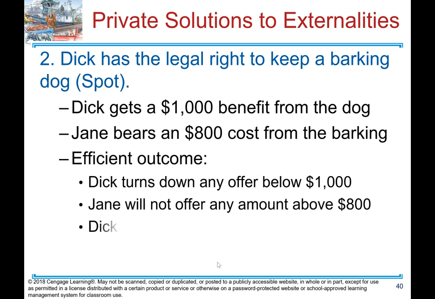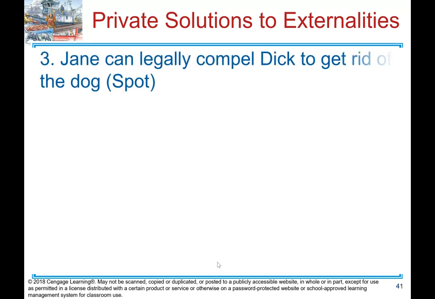Dick has a legal right to keep a barking dog. What if Dick gets $1,000 of benefit from the dog? Jane bears an $800 cost from the barking dog. What's the efficient outcome? Dick turns down any offer below 1,000. Jane will not offer any amount above 800, and therefore Dick keeps the dog.